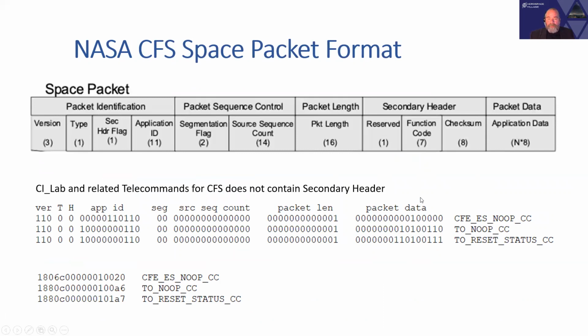As you can see here in the middle, there are a couple of packets that have been broken down to their binary format. And we can see the application ID, we can see the sequential counter, we can see the packet length, but we don't see a secondary header here. So read the code, or in this case, read the packet.